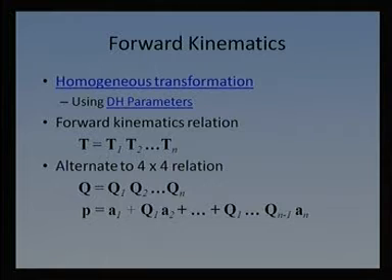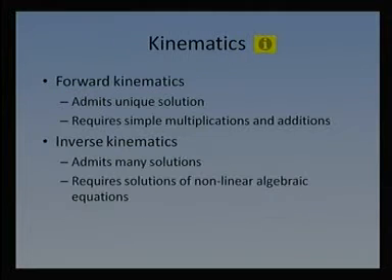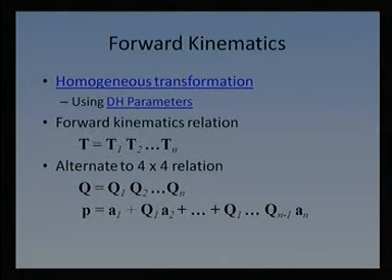Okay, so how do we do it? So, let us discuss the simpler problem. As far as the subject is concerned, we have understood now forward kinematics should be a simpler problem, because it requires simple multiplication and additions. It has a unique solution. So, let us discuss forward kinematics first, we will discuss inverse kinematics later. So, for forward kinematics, we go back to our homogeneous transformation representations.